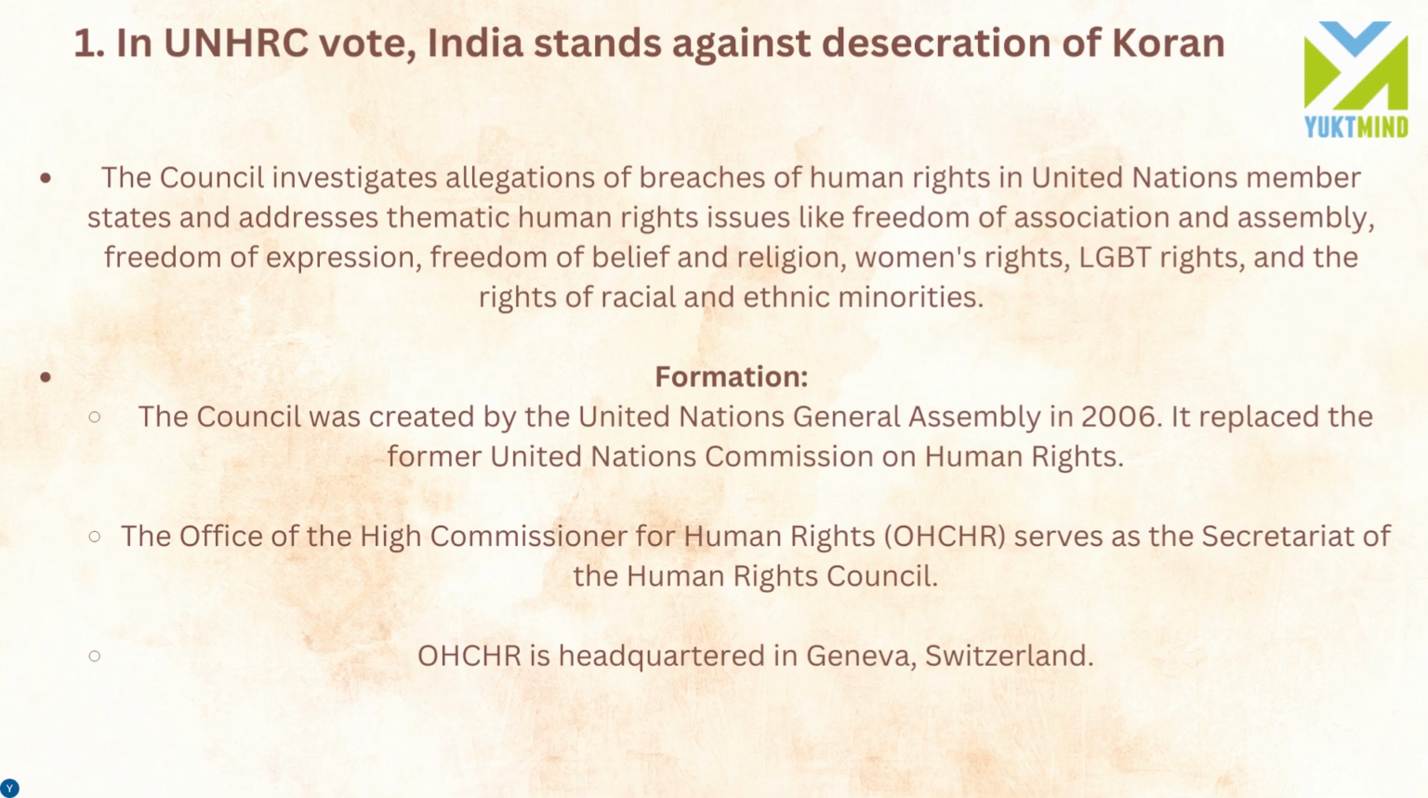So, when was the Human Rights Council formed? The Human Rights Council was created by the United Nations General Assembly in 2006. It replaced the former United Nations Commission on Human Rights. The Office of the High Commissioner for Human Rights serves as the Secretariat of the Human Rights Council. The Office of the High Commissioner for Human Rights is headquartered in Geneva, Switzerland.